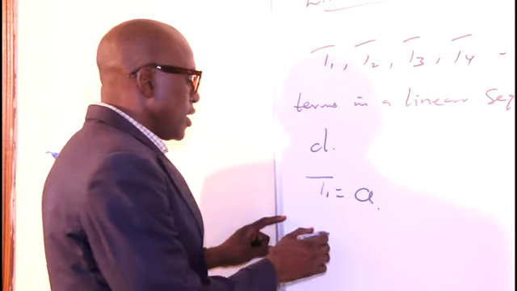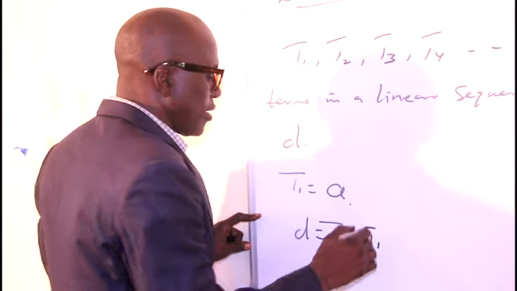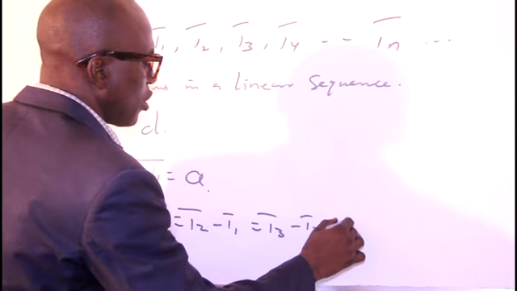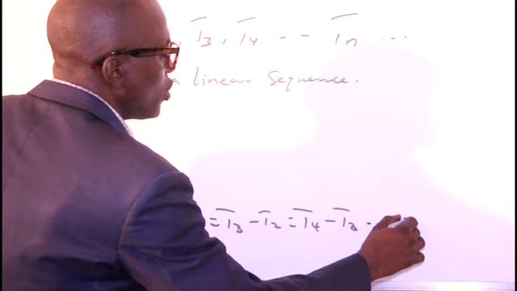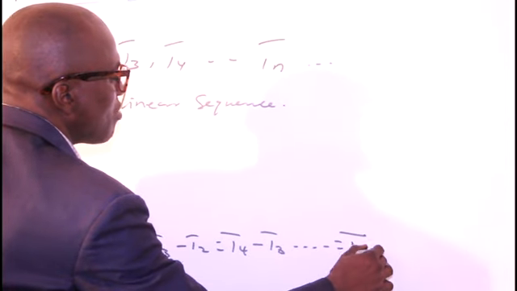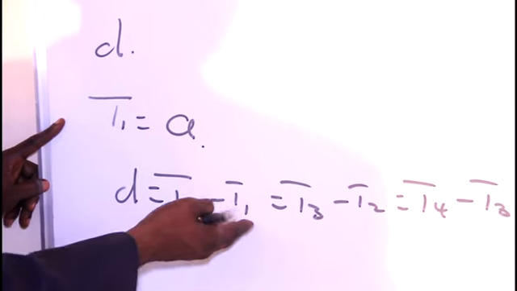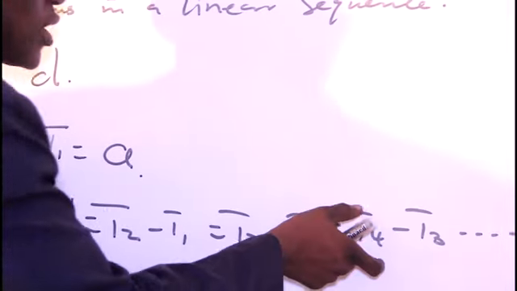Now, to get our T2, we can just work out some simple computations. d will always be equal to T2 minus T1, being equal to T3 minus T2, being equal to T4 minus T3, up to Tn minus T(n-1). Very simple principle. So it means that d is equal to T2 minus T1, and this same d could be equal to T3 minus T2, and this same d will be equal to T4 minus T3.